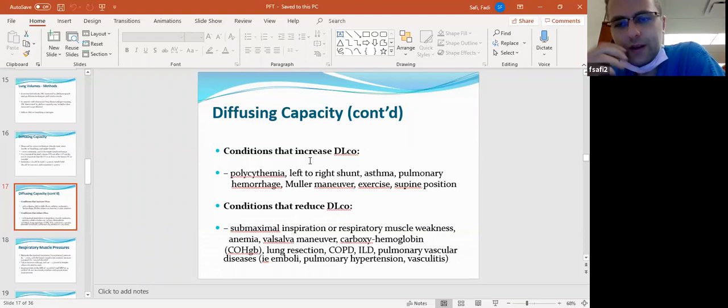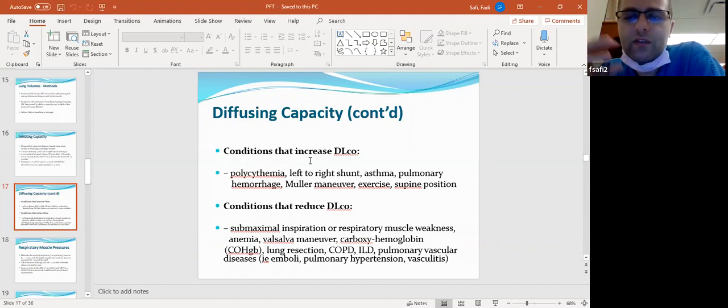Asthma. Why does asthma cause large DLCO? Simple. Because when you have asthma, you have obstruction, but there is no destruction of the alveoli as in emphysema. When you have obstruction, this means when the carbon monoxide goes inside the lung, it's not easy for the carbon monoxide to leave the lung, and therefore it stays there and continues to get absorbed, and that causes the DLCO to go high. Pulmonary hemorrhage. When you have blood in the alveoli, the blood in the alveoli will extract the carbon monoxide and cause the DLCO to go high.